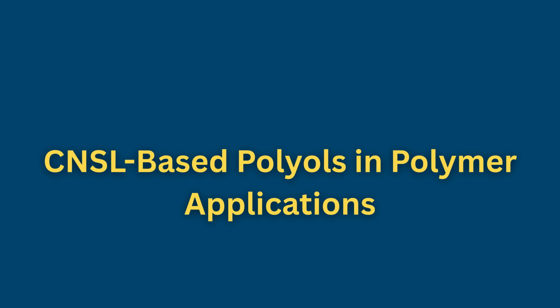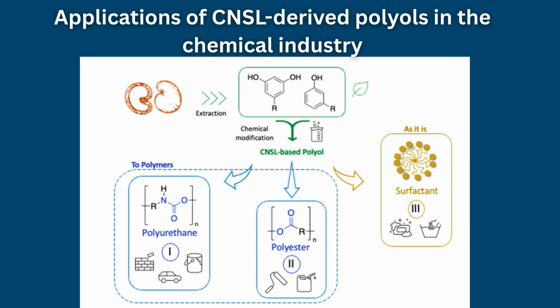CNSL-based polyols in polymer applications. CNSL-derived polyols have found extensive applications in polymer science, particularly in the synthesis of polyurethanes and polyesters. Their unique structural features enable the design of materials with tailored properties for specific applications. Polyurethanes represent one of the most significant application areas for CNSL-based polyols.